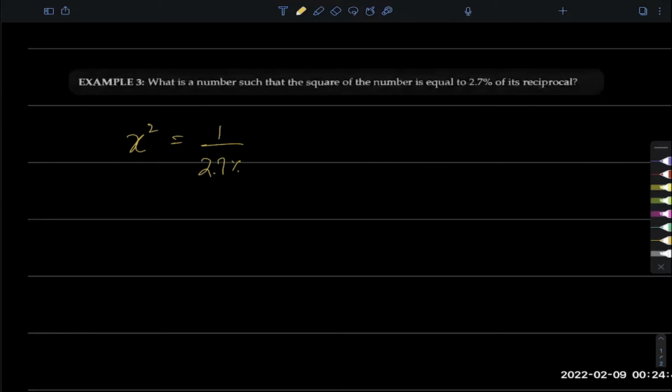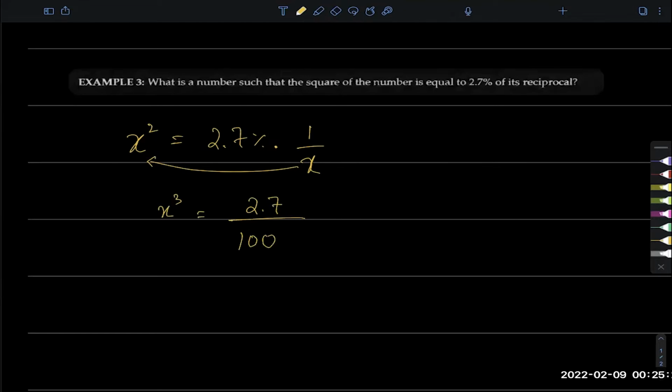That's the thing. Let's read the statement again. What is a number such that the square of the number, so you're correct so far, the square of the number, x squared, is equal to 2.7% of its reciprocal. What's the reciprocal of x? 1 over x, right? So what would this be? If I multiply this by x here, I get x cubed equals 2.7 over 100, right? Or 0.027.